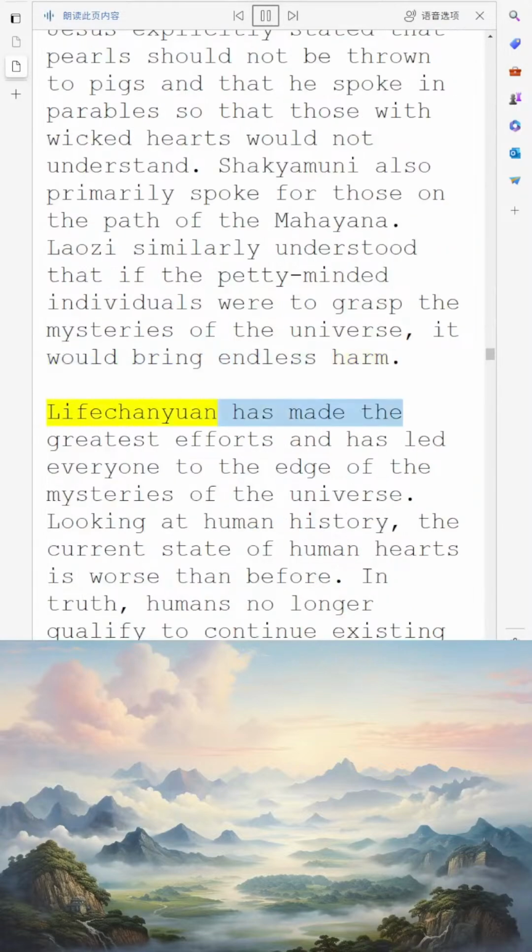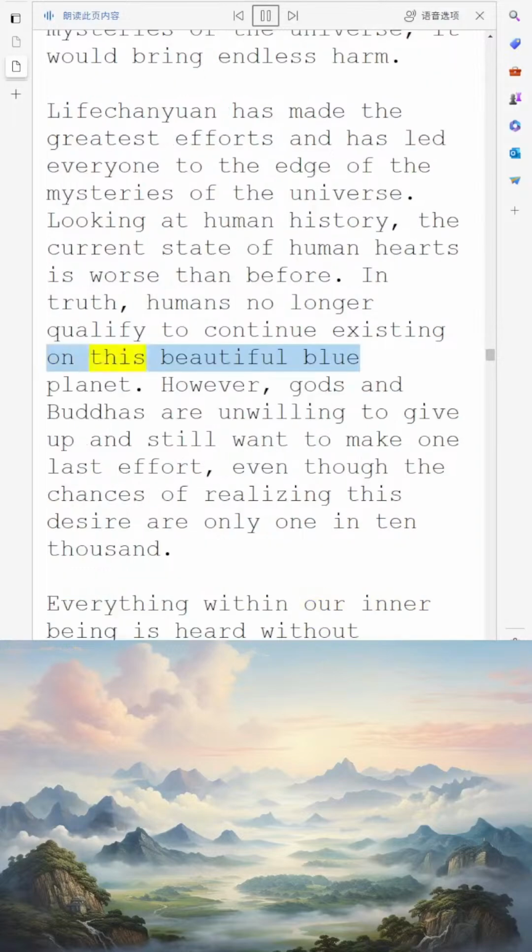Life at Chanyuan has made the greatest efforts and has led everyone to the edge of the mysteries of the universe. Looking at human history, the current state of human hearts is worse than before. In truth, humans no longer qualify to continue existing on this beautiful blue planet. However, gods and Buddhas are unwilling to give up and still want to make one last effort, even though the chances of realizing this desire are only 1 in 10,000.